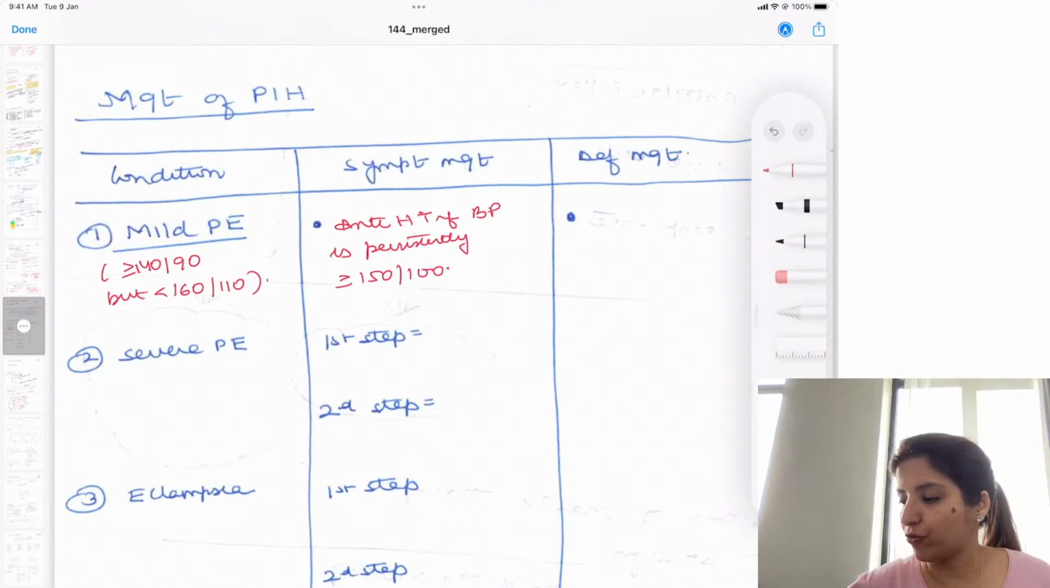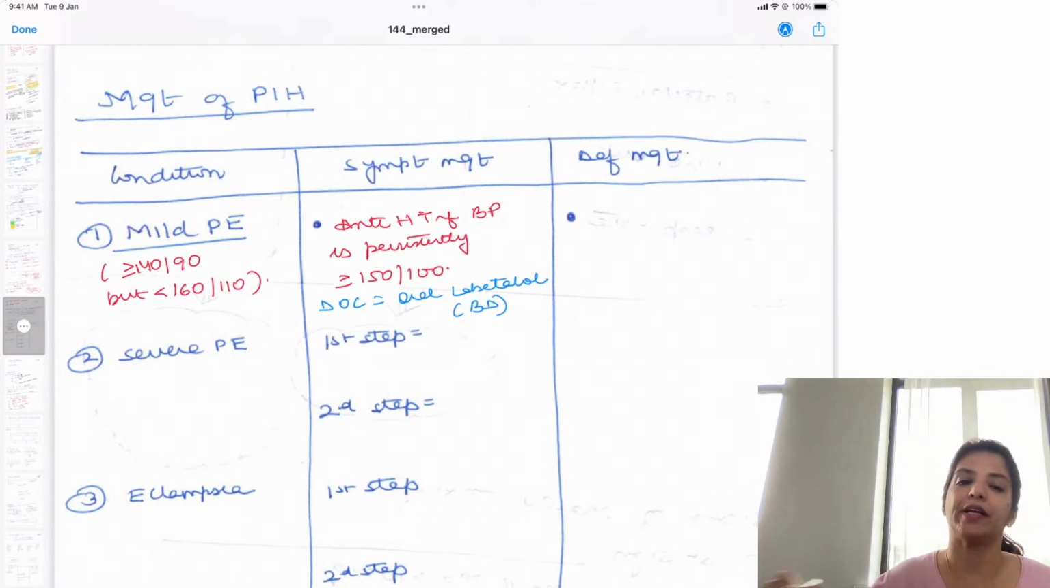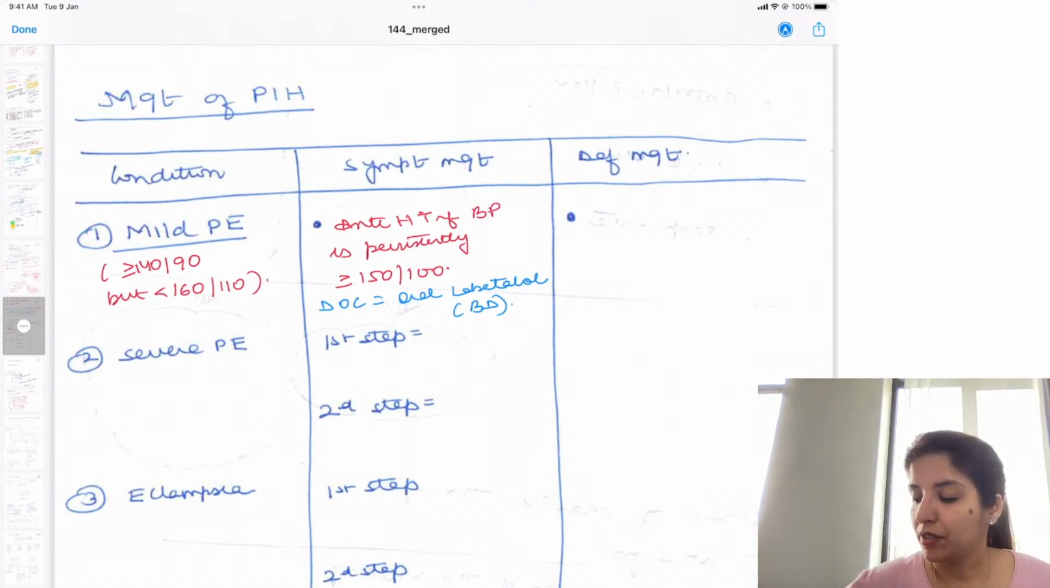What will be the drug of choice? The drug of choice will be oral labetalol, which you have to give BD, twice a day. What will be the definitive management? Termination of pregnancy at more than or equal to 37 weeks.